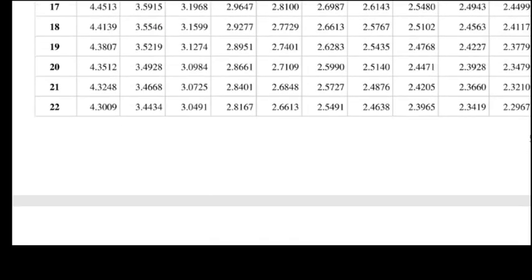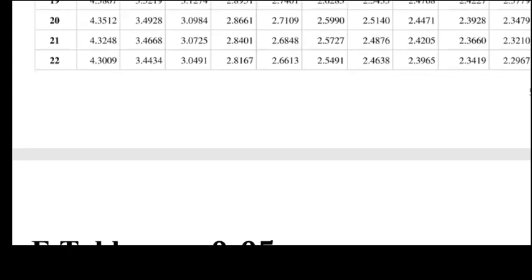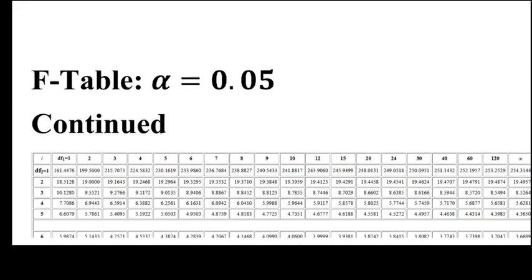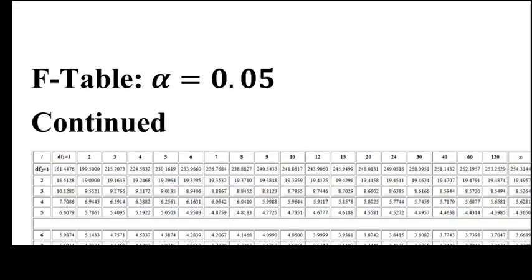Then I have another one for you. You can look this up, you can even Google search these tables. Alpha is 0.05. We have degrees of freedom that, as you can see, go all the way to 10, and then it jumps to 12, and then 15, and 20, and so on and so forth.